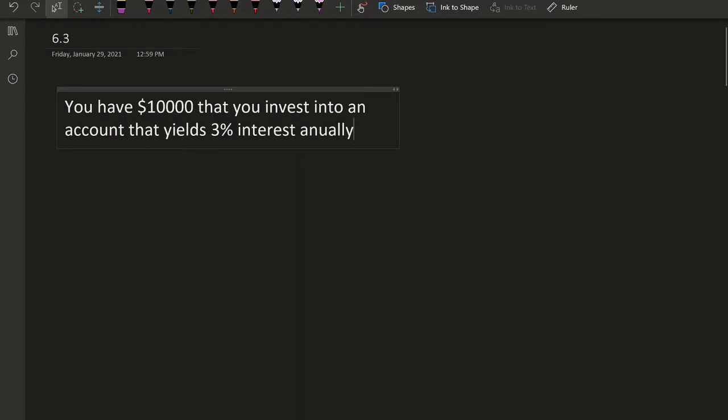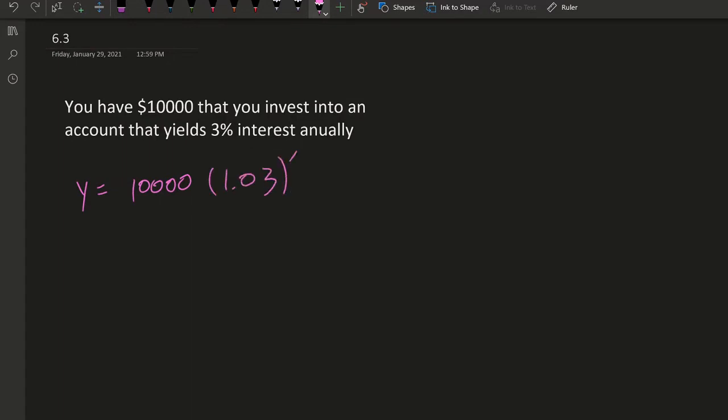So if we wanted to write an equation for that, we would say, okay, y is equal to 10,000 times 1.03 to the x power. This is what we've done in previous lessons. Now, if we wanted to ask the question, how much money will you have after 10 years? We could just replace the x with a 10, and then that would be fine.